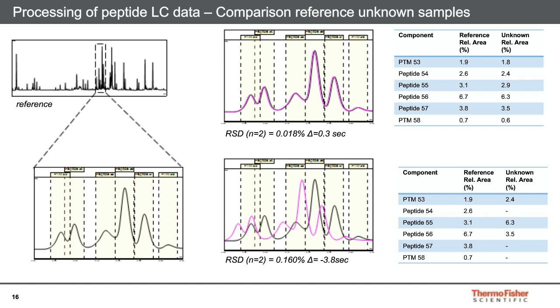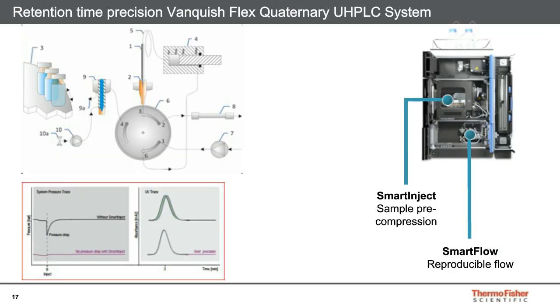As you see, therefore, retention time precision is of paramount importance if you want to automate and streamline the data analysis of peptide mapping. So the Vanquish Flex quaternary system can deliver really good precision, and this comes from two different parts of the instrument that work synergistically. One is the autosampler, and the other one is the pump.